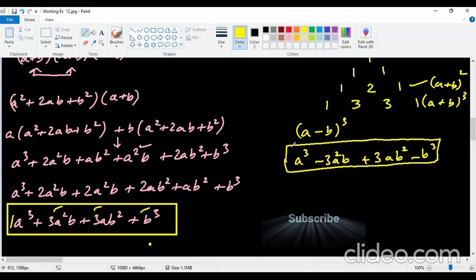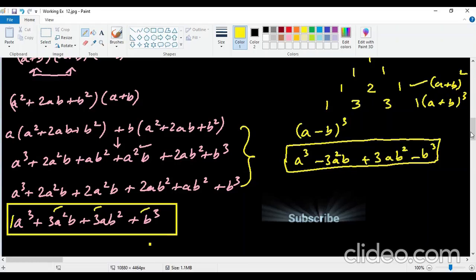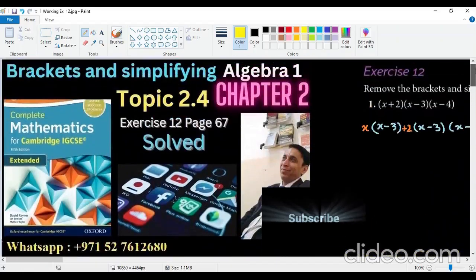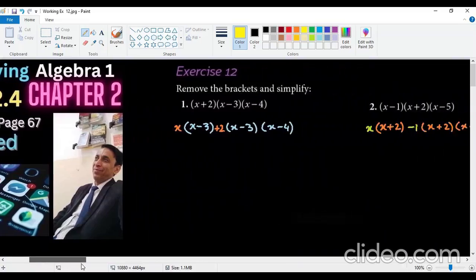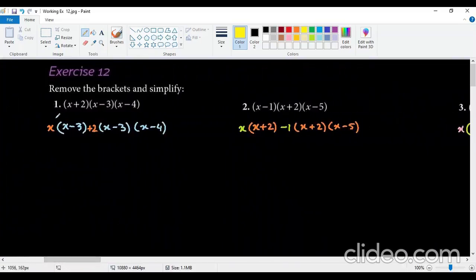We don't need to work out this whole thing. We just straight away get the answer. Now, moving on to question number 1. Since there is no formula used here, what I will do is I will multiply x minus 3 first by x and then second by 2. So this gives you x square minus 3x plus 2x minus 6. So this is going to be the answer for the first two brackets.